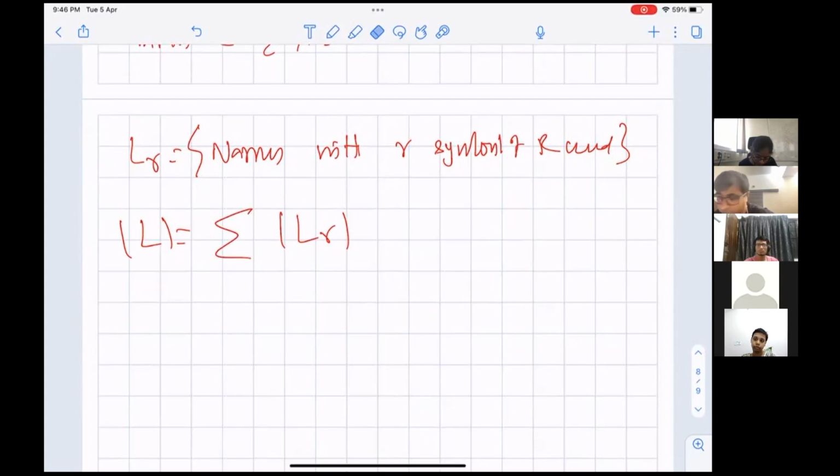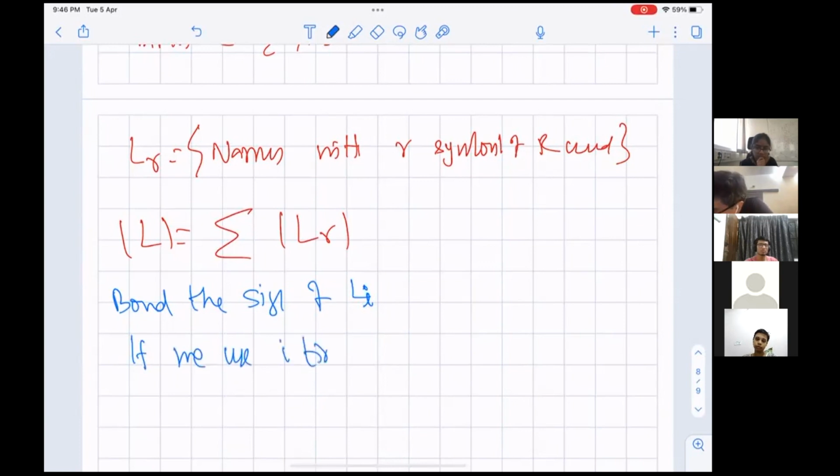Okay. Now what I want to do is bound the size of Li, some Li. So what is the point of this? If we use I times R, how many times are you going to use L? Tell me.